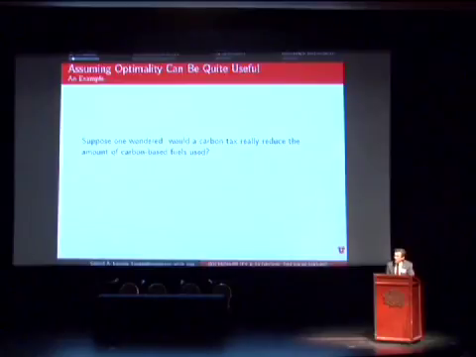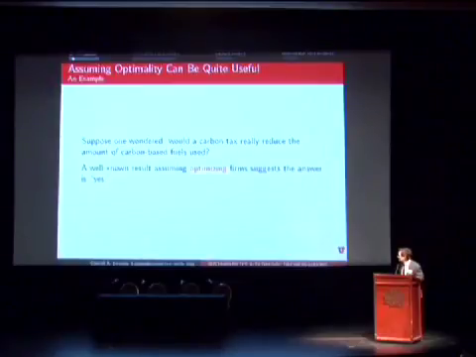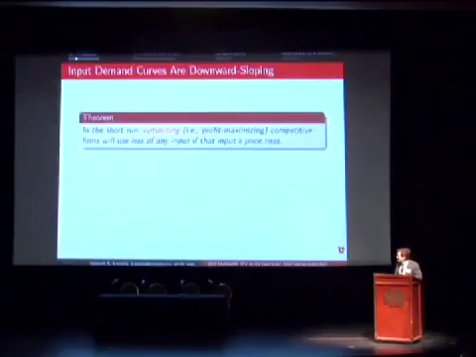Now, optimality can be really useful. For example, suppose you wondered, would a carbon tax really reduce the amount of carbon-based fuels that firms would use? It turns out there's a well-known, simple result, using optimizing, profit-maximizing firms, that quite strongly suggests that the answer is yes. So, theorem: in the short run, optimizing, competitive firms will use less of an input if its price goes up.